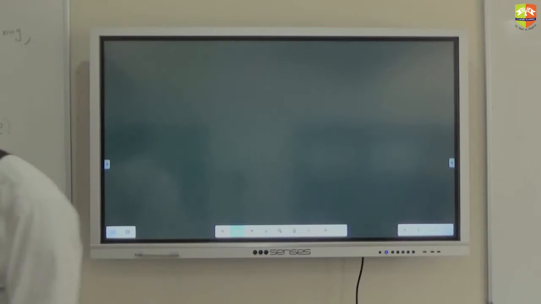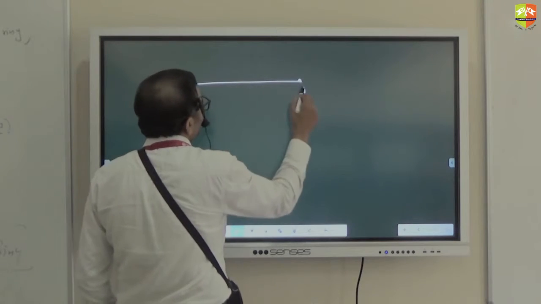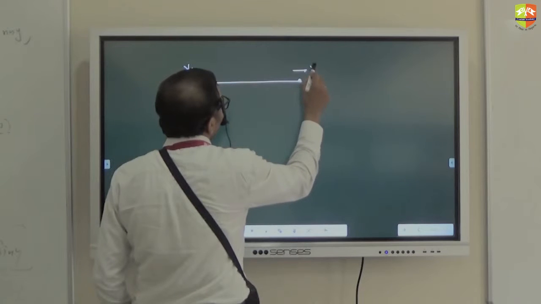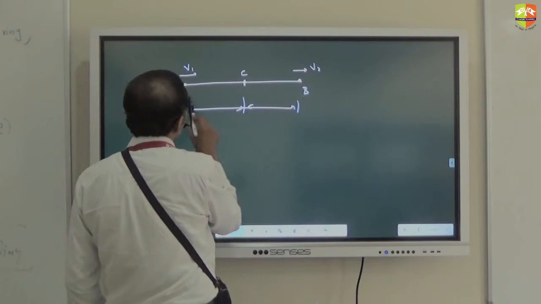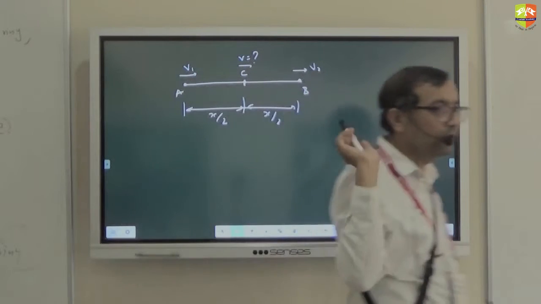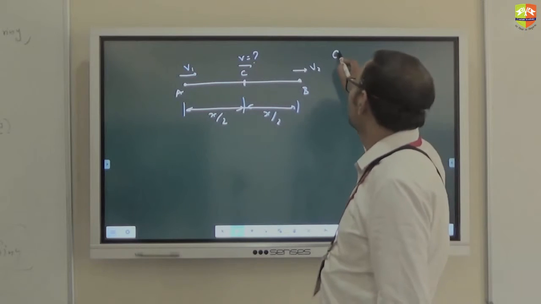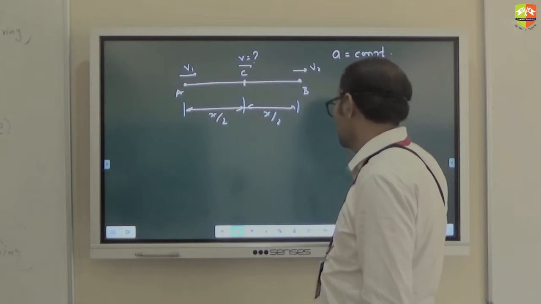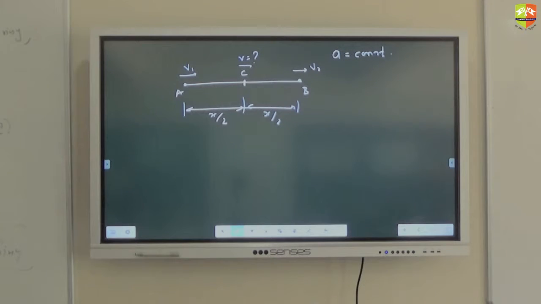Understood? So you should have drawn a diagram like this. This is A, B, here V1 velocity, here V2 velocity, and this is the midpoint C. Since it is a midpoint, its distance is x by 2. What is the velocity over here? I want this kind of diagram. Acceleration is constant. You can write it like that also.